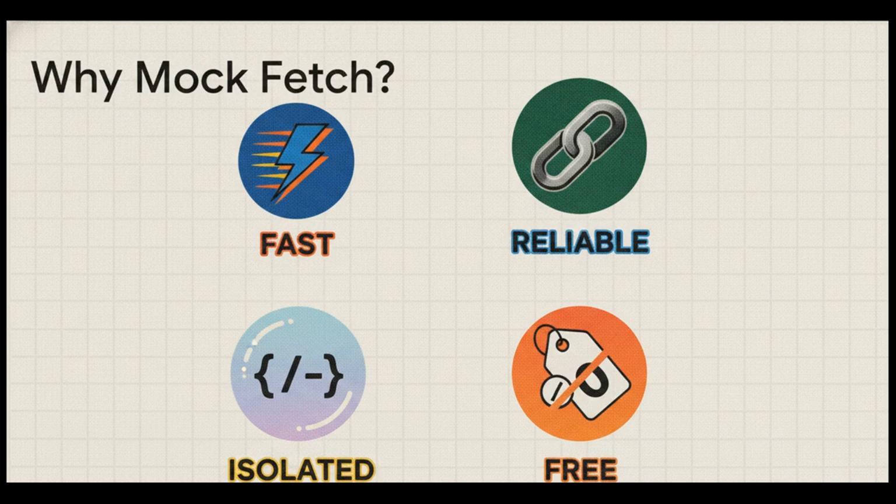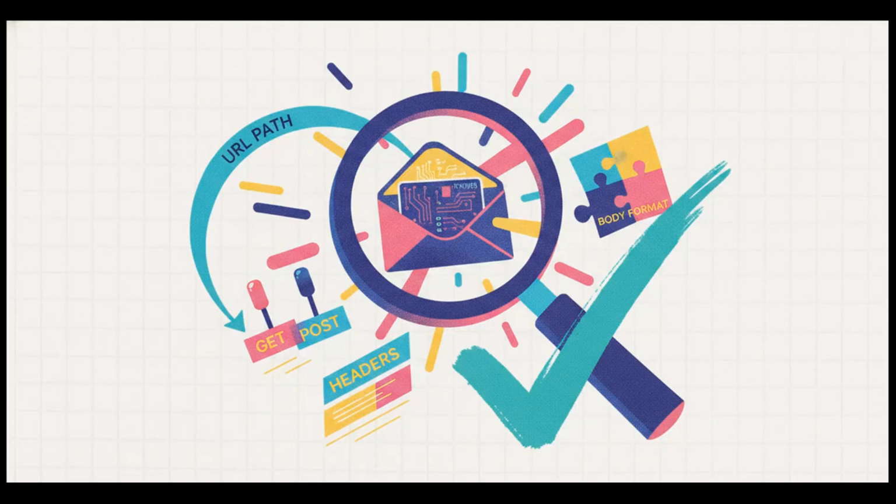Second, it's completely reliable. No more random, flaky failures wasting your time with false alarms. Third, it's totally isolated. If the external API goes down, who cares? Your tests still pass because your core logic is still sound. And finally, it's free. You aren't burning through real API tokens or paying for usage every single time your automated tests run.